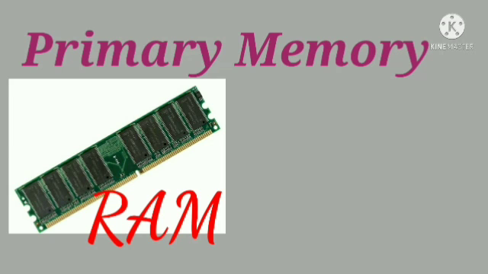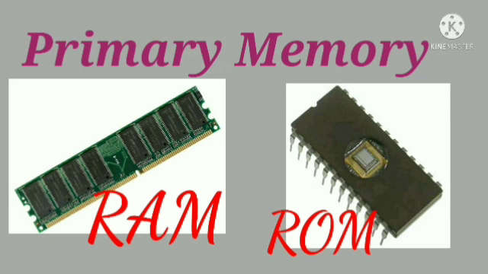Primary memory is also called internal memory, and it is the main area in a computer where the data are stored. And this memory can be quickly accessed by the CPU for reading and storing. There are two types of primary memory. What are they? They are RAM and ROM. RAM stands for Random Access Memory and ROM stands for Read-Only Memory.